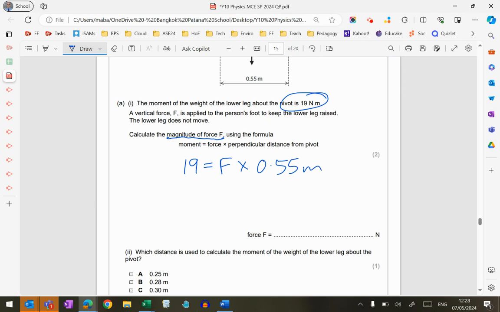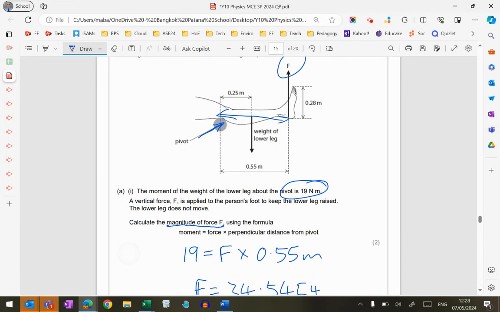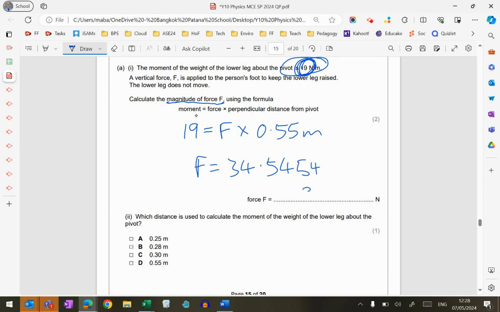All right. And then if we rearrange that and put that into the calculator, that gets us 34.5454 recurring. But as we've said previously, you want to look at the input data to the question. So two significant figures, we want our answer to be to the same number of significant figures as the input data. So the best answer there is 35 newtons.